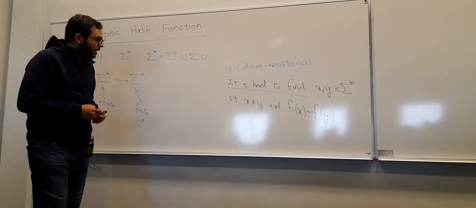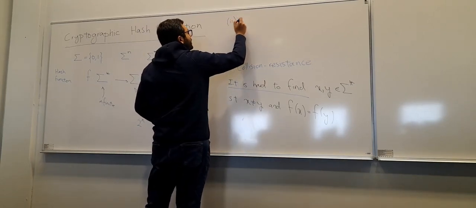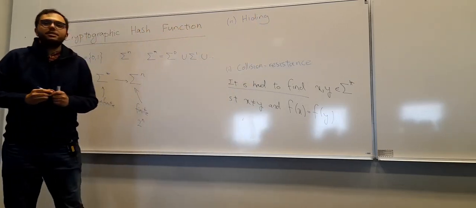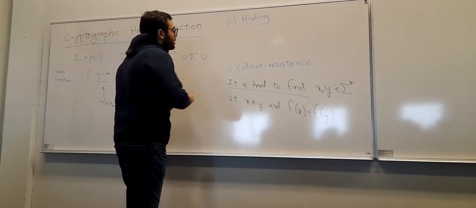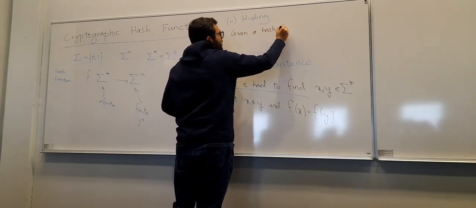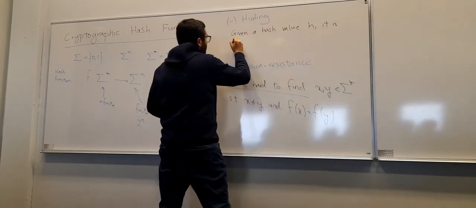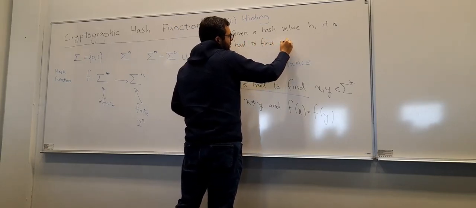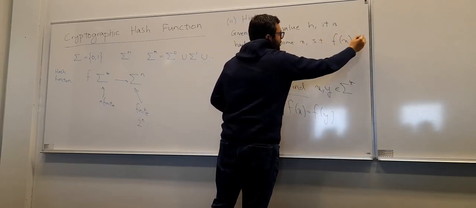The second property, I just figured out I don't have space to write it here, so I'm writing it here, is that I want it to be hiding. What this means is that I want it to be hard to invert, basically. Given a hash value H, it is hard to find some X such that the hash of X is H.